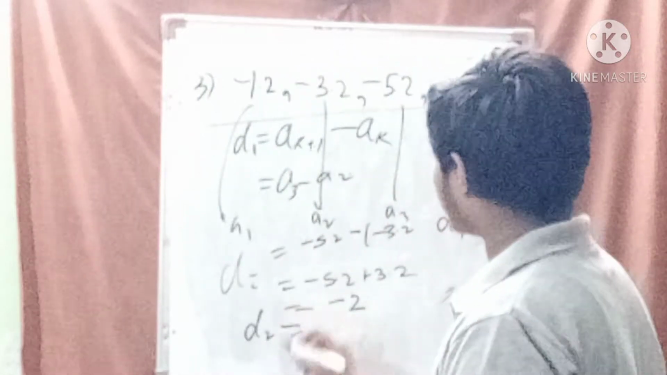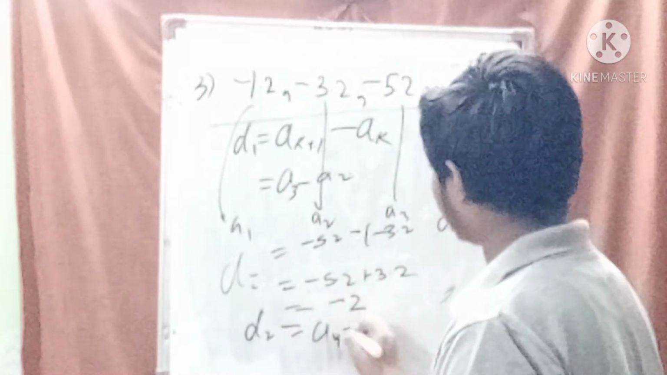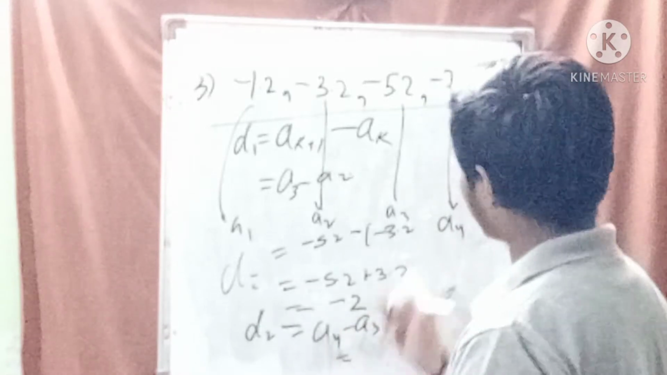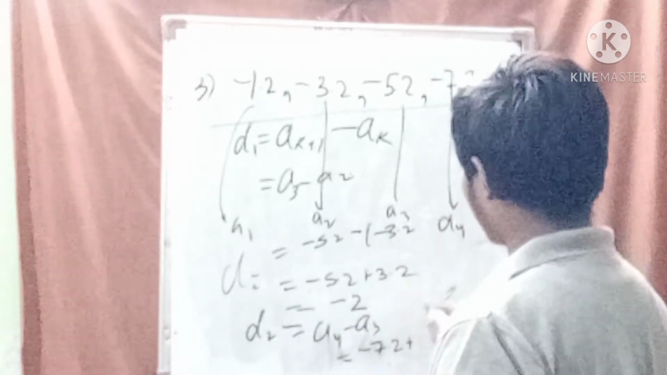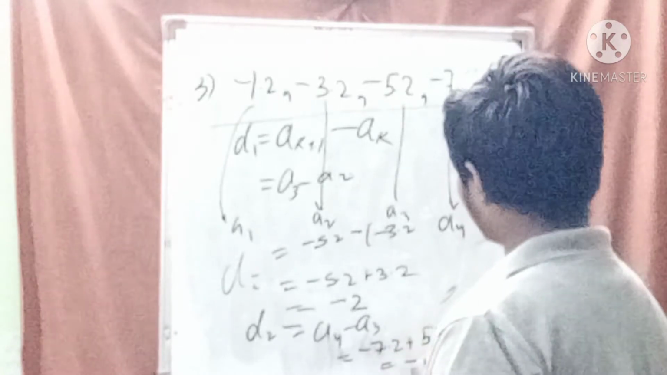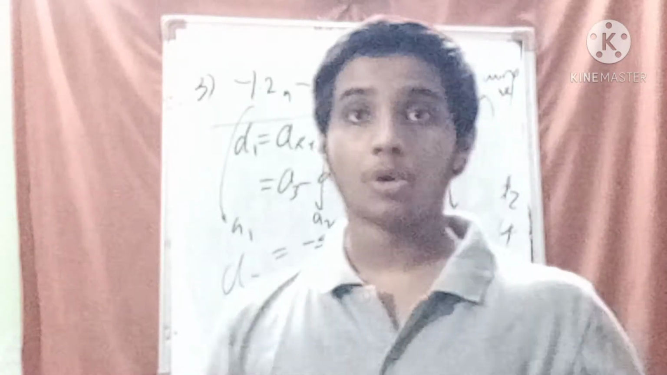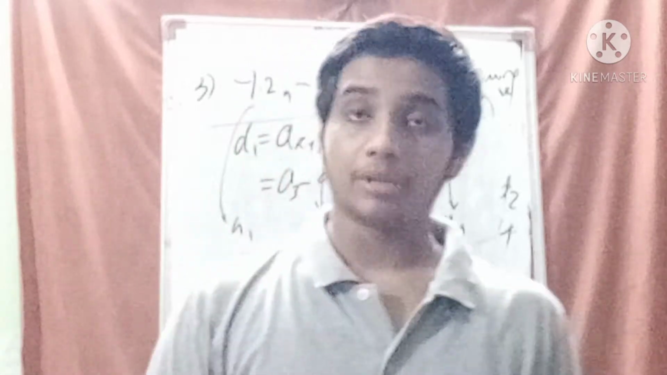So D2 is equal to, let's take A4 minus A3. So A4 is equal to minus 7.2 minus minus of minus 5.2 becomes plus. So it will give us minus 2 only. So minus 2 is given in both of them. So D1 is equal to D2.